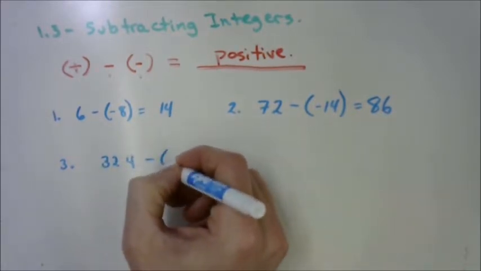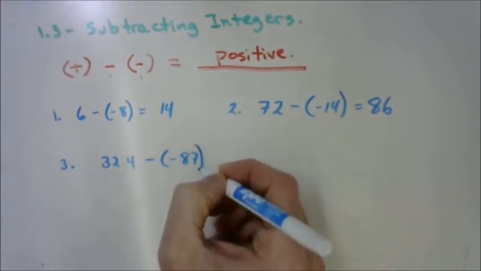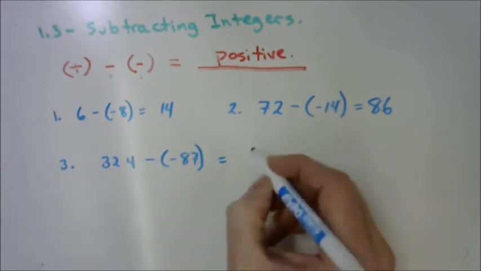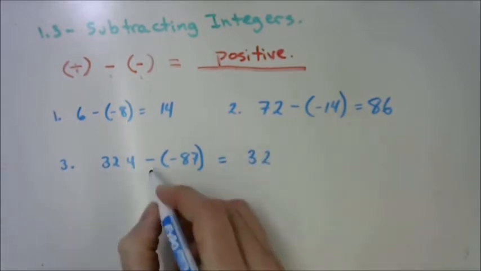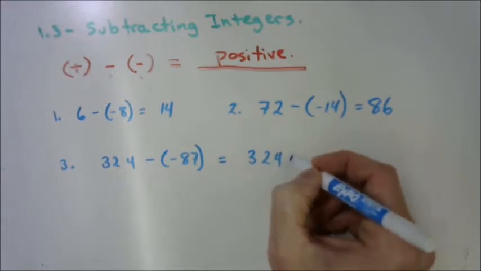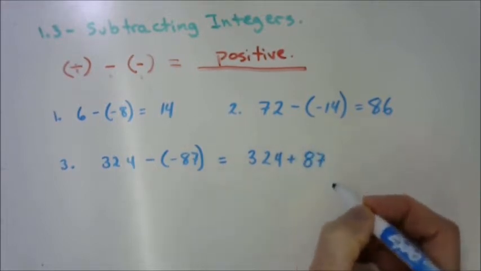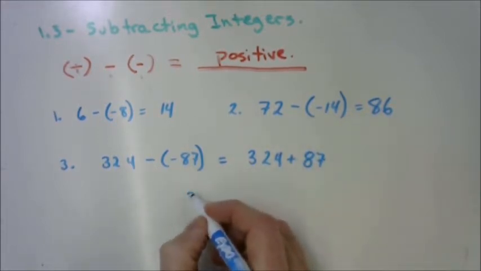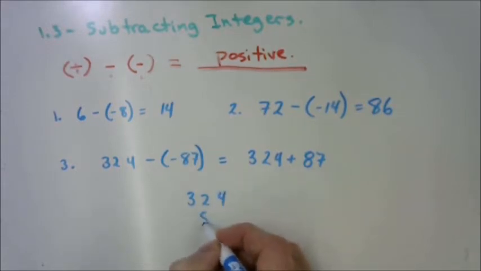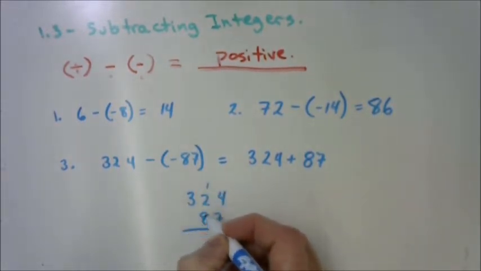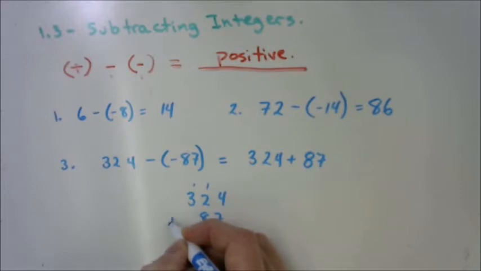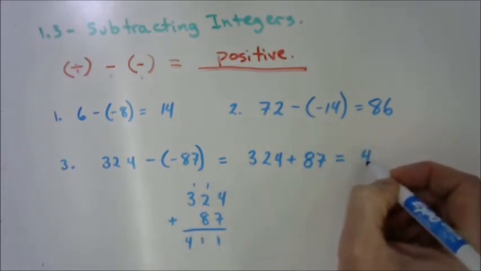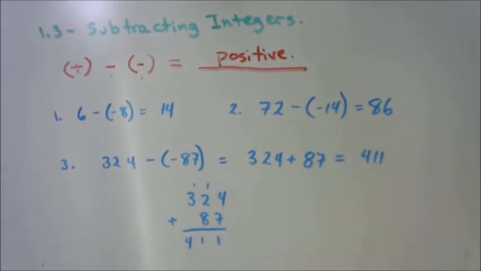Number 3, 324. Change all the negatives into positives. If it helps you, you can even rewrite it the first few times and say, oh, subtracting a negative means I'm adding. So you just put a plus instead of the minus, and then I can do my work down here. 180. And you end up with 411 for number 3.